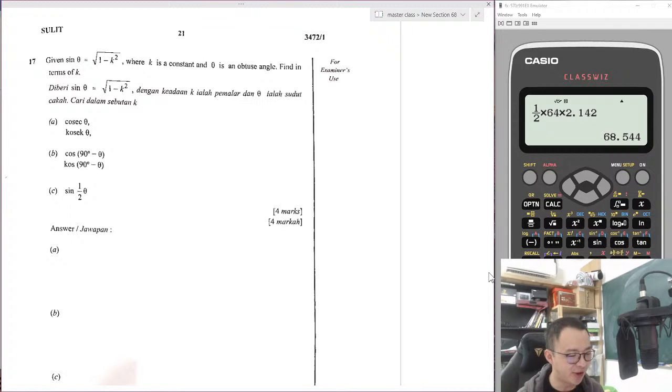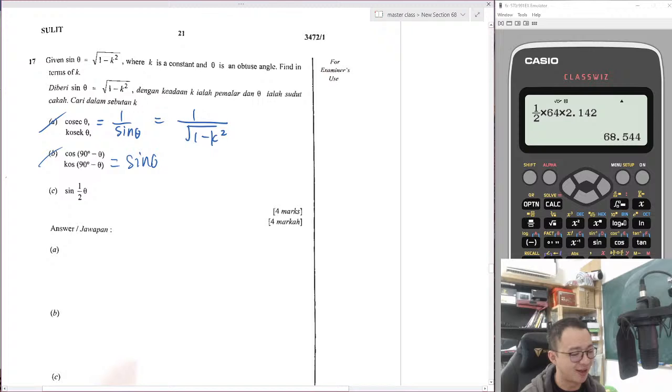Alright, so let's move on here. Cosec is very easy. Cosec is 1 over sine theta, which is 1 over square root of 1 minus k square. Done. Cos of 90 minus theta, I kind of need to memorize that. This one equals sine theta. So this is square root of 1 minus k square.